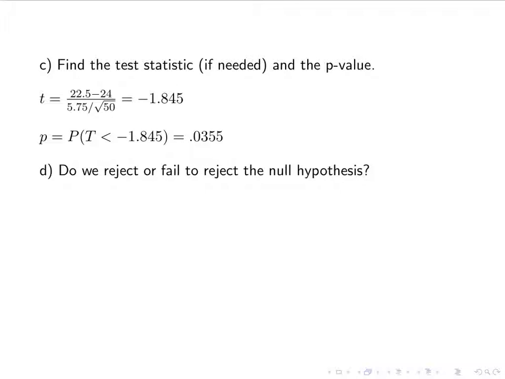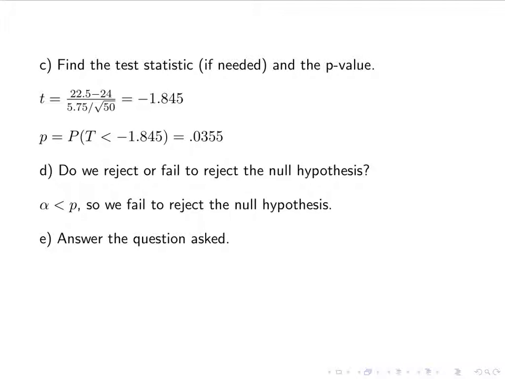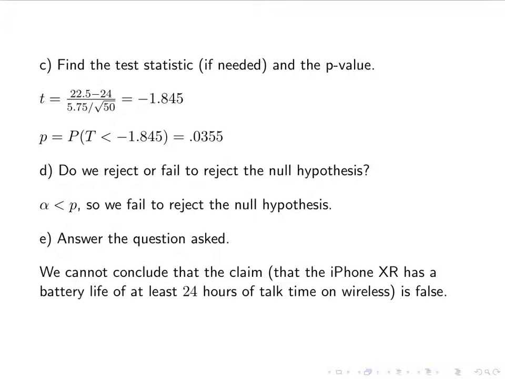Next, do we reject or fail to reject the null hypothesis? Alpha is less than p, and alpha was 0.02, so we fail to reject the null hypothesis. Answer the question asked. So we cannot conclude that the claim that the iPhone XR has a battery life of at least 24 hours is false.